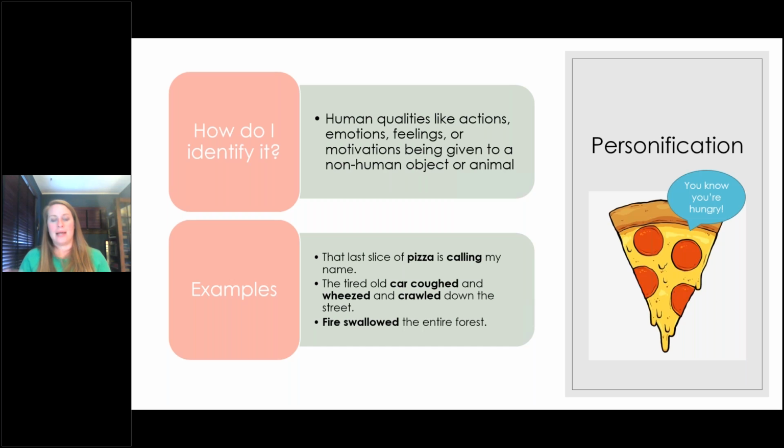And the last example on the slide would be "fire swallowed the entire forest." Swallowing is something animals and people do. Fire doesn't have the ability to actually swallow. But if we just said fire burned the forest, it might not put that powerful image in our mind as if we had said fire swallowed the entire forest. So we can really picture a fire totally engulfed in flames. Much more of a better image that we get.